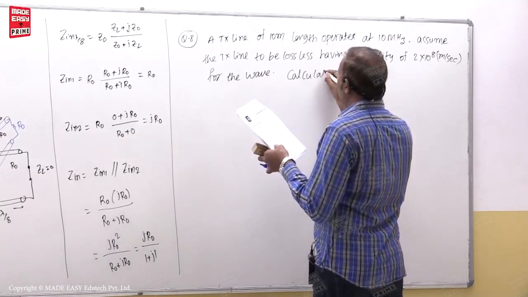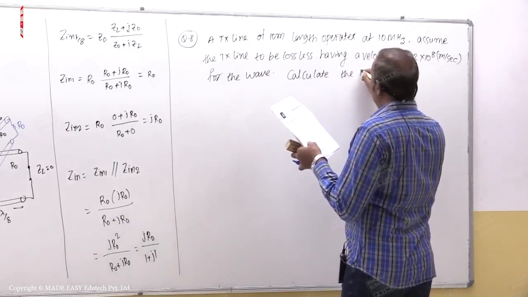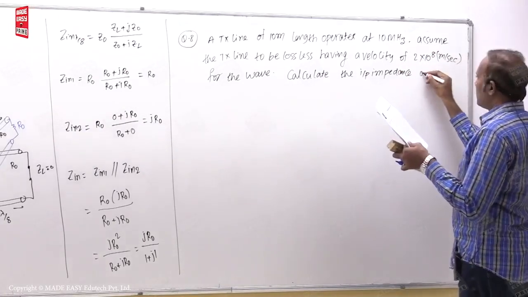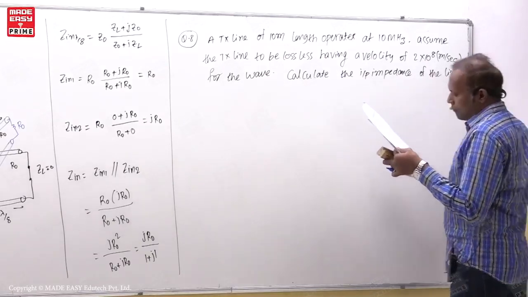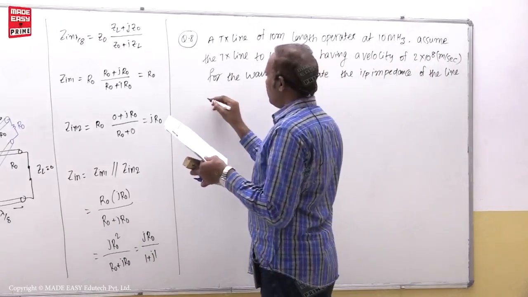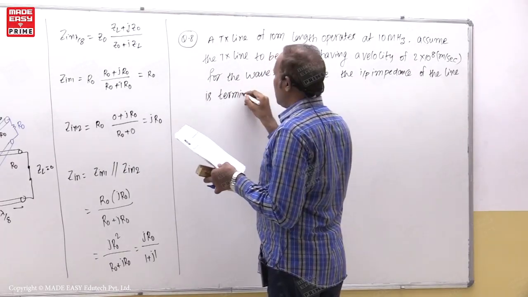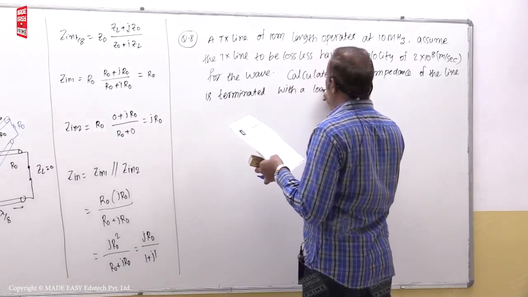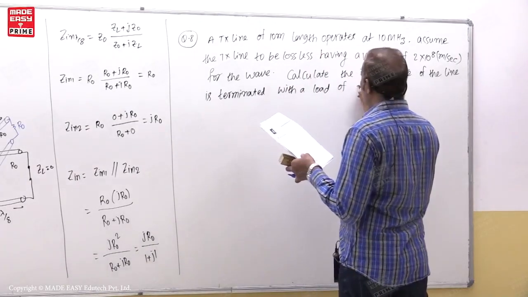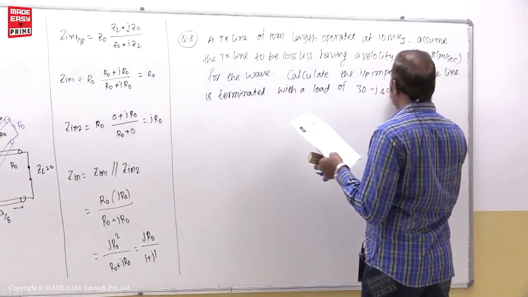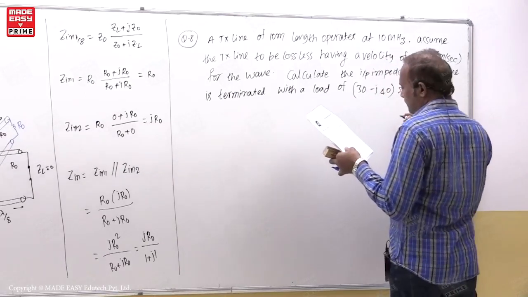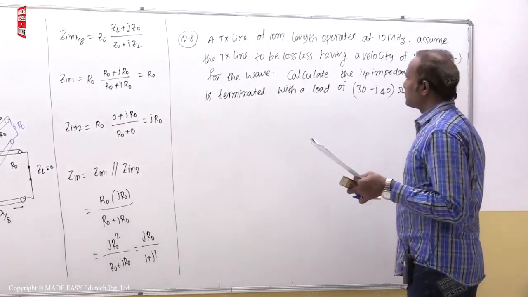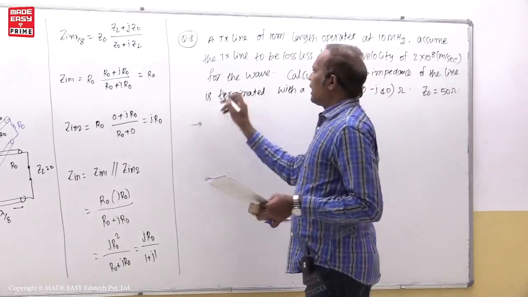So calculate the input impedance of the line terminated with a load of 30 minus J40 ohm, and given its characteristic impedance is 50 ohm. Now actually one by one I will read and I will write.